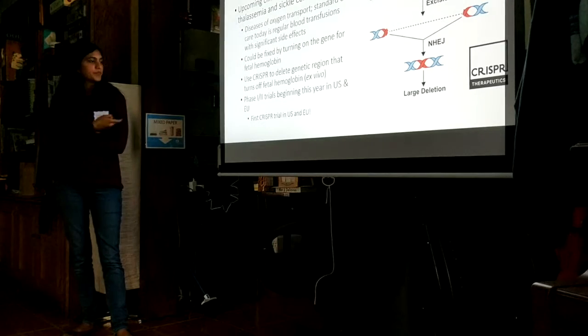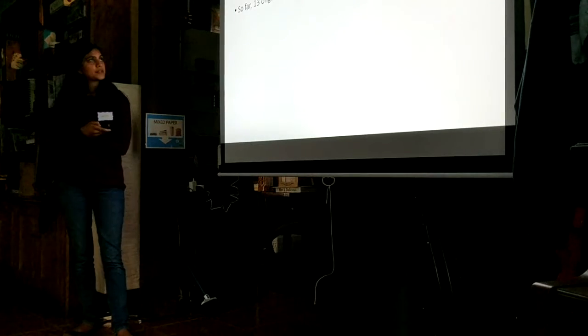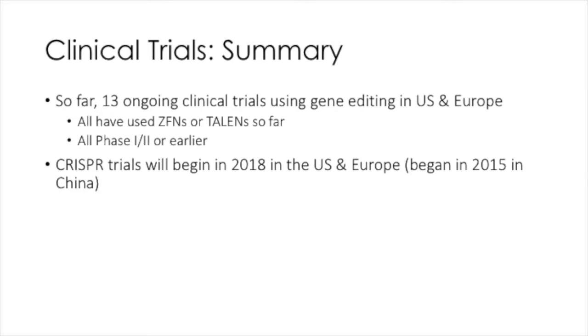And that's the first CRISPR trial in the US and in Europe. CRISPR trials actually started in China in 2015. So, a summary of clinical trials right now. There are 13 ongoing clinical trials that use gene editing in the US and in Europe. So far, all of them have used zinc finger nucleases and TALENs. CRISPR ones are scheduled to start this year. And all of them are phase 1, 2, or earlier.